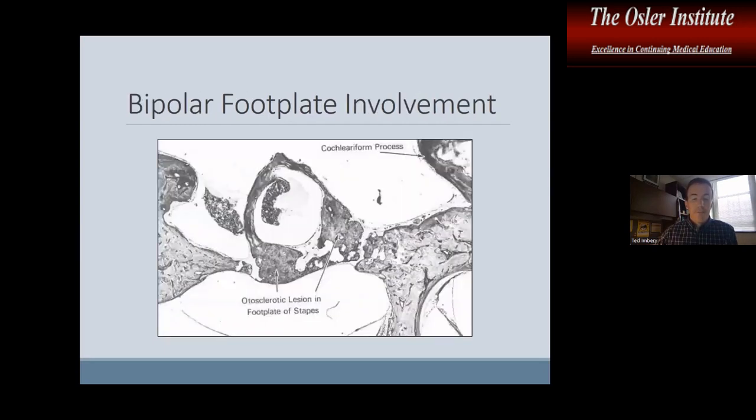And here's another similar cross section that shows even more impressive involvement bilaterally throughout the anterior and posterior region, as well as the stapes superstructure itself.